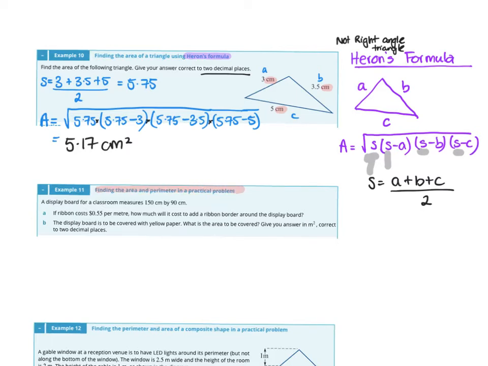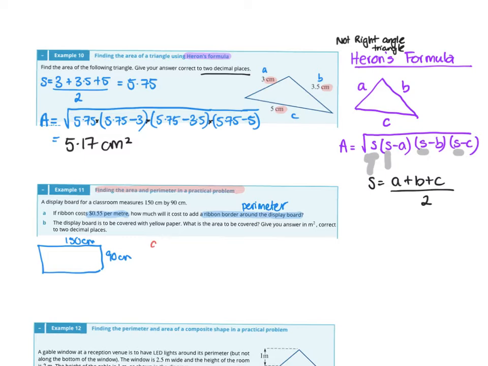Okay, so our next example here is finding the area and perimeter in a practical problem. It says a display board on a classroom measures 150 centimetres by 90 centimetres. So it's always good to draw a diagram just so you know what you're talking about. So I'm going to tip it like that. If the ribbon costs 55 cents per metre, how much will it cost to add ribbon around the display board?